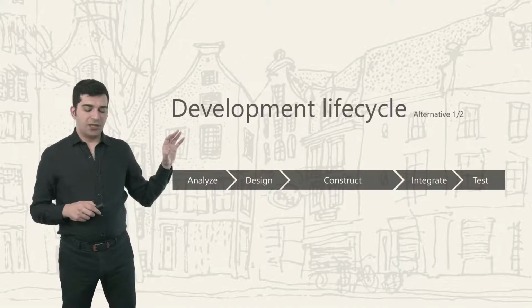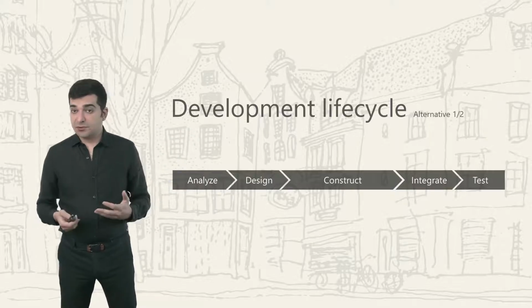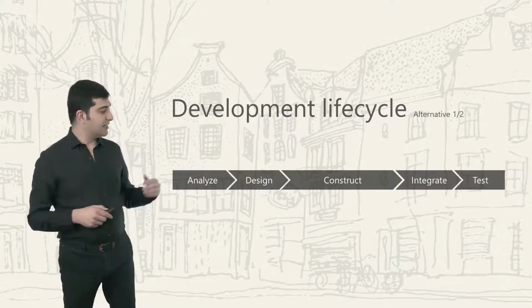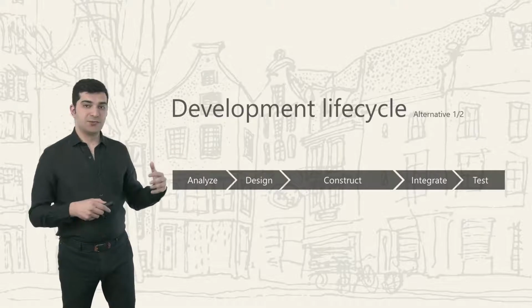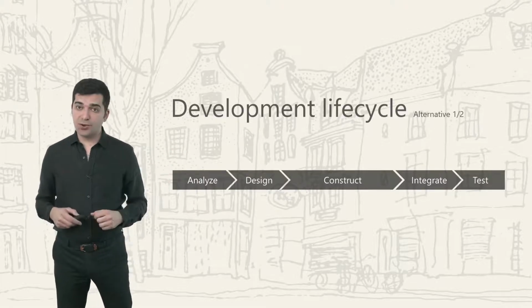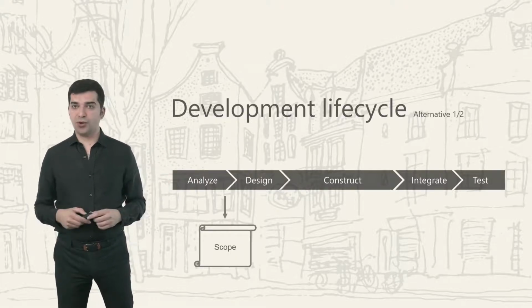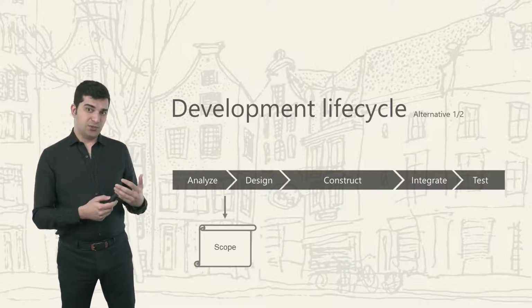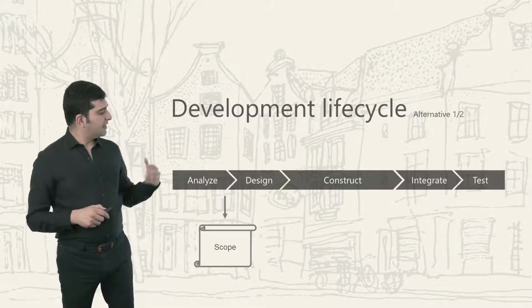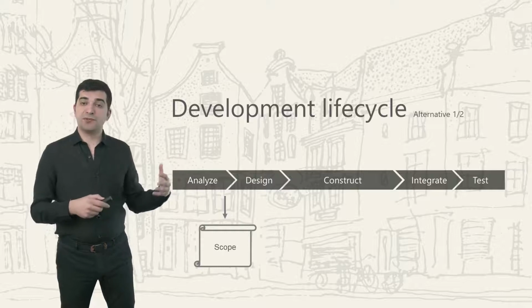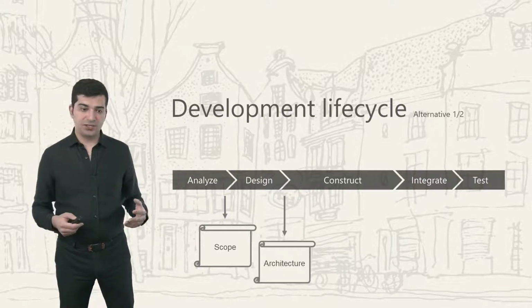In here, we have different deliverables, if you will. At the end of the analyze process, we will have an understanding of the scope of the project. You can document the scope, and that can also be used in your contract. Then at the end of the design process, we will have the architecture for the project.